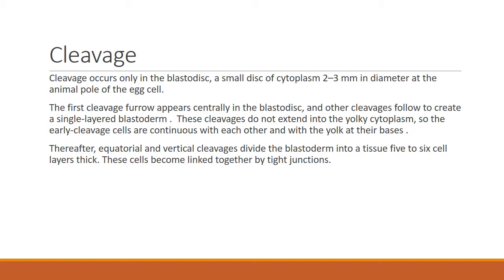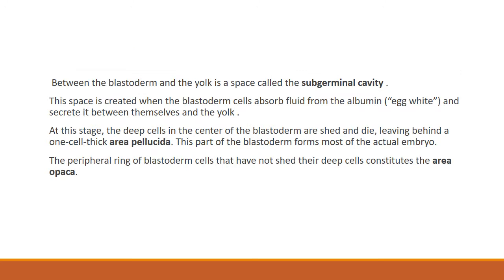These cleavages do not extend into the yolk cytoplasm, so the early cleavage cells are continuous with each other and with the yolk at their bases. Thereafter, equatorial and vertical cleavages divide the blastoderm into a tissue 5 to 6 cell layers thick. These cells become linked together by tight junctions. Between the blastoderm and the yolk is a space called the subgerminal cavity.